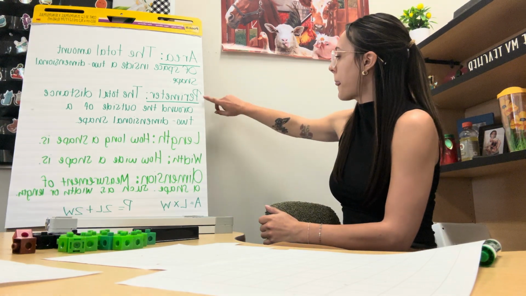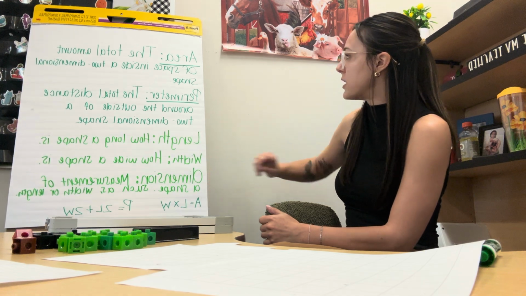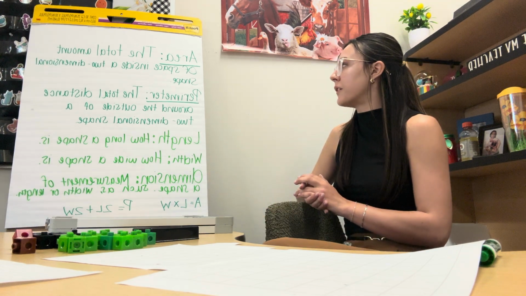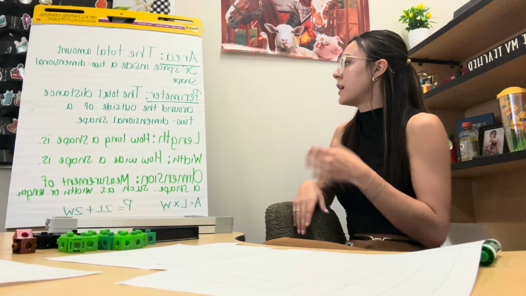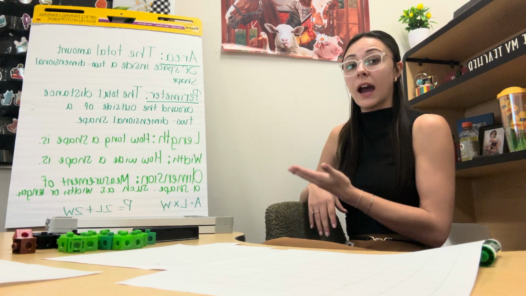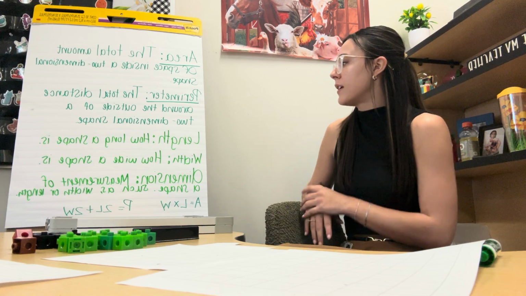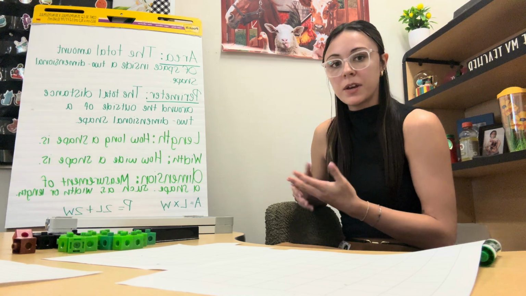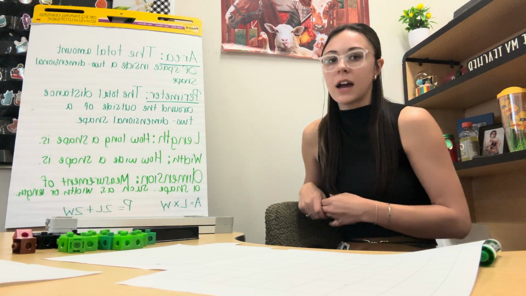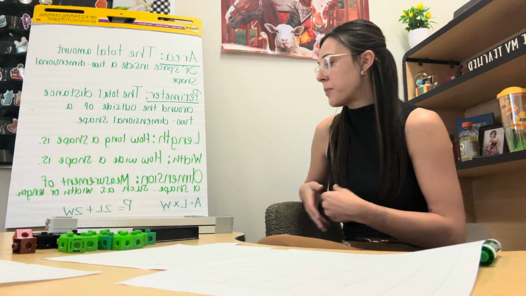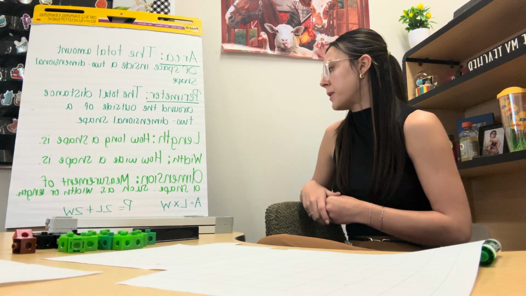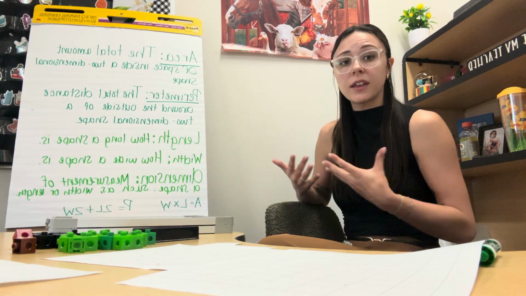So we have area, perimeter, length, width, and dimension. Area is the total amount of space inside a two-dimensional shape. Perimeter is the total distance around the outside of a two-dimensional shape. Length is how long a shape is or how long something is. Width is how wide something is or how wide the shape is. Dimension is the measurement of the shape, such as the length and the width.